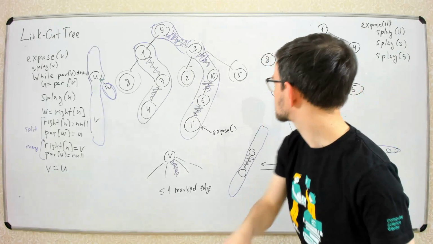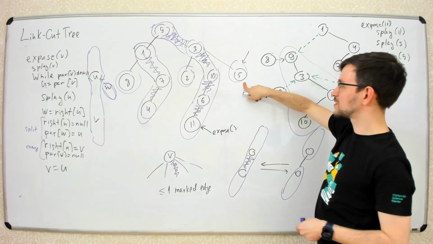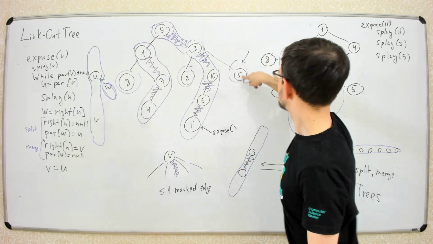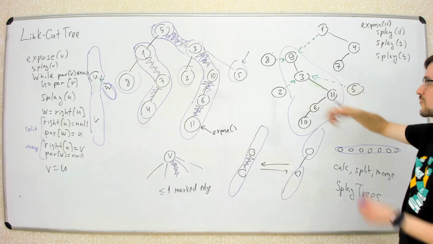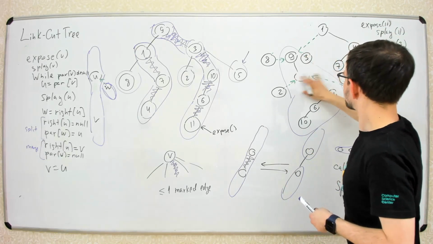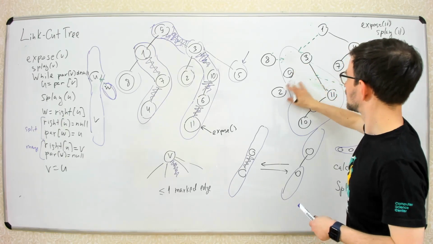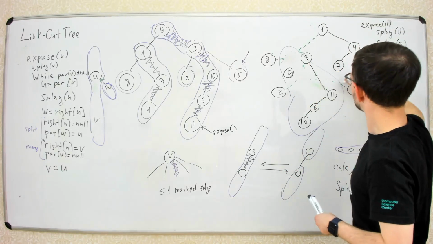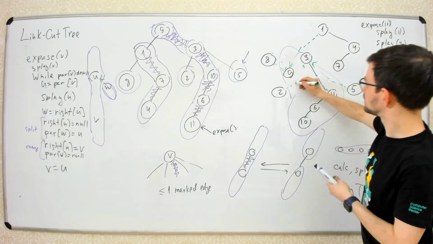Let's make one more. Let's call expose, for example, for this node 5. What happens when we call expose for this node 5? We need to connect this 5 to the splay tree containing this path. So this node 5 is here. It's connected to 3. So we first need to call splay for this 3. Now this 3 will be the root, and this 9 will be below. So this is connected to 3, this connected to 3, this connected to 9, this connected to 9.